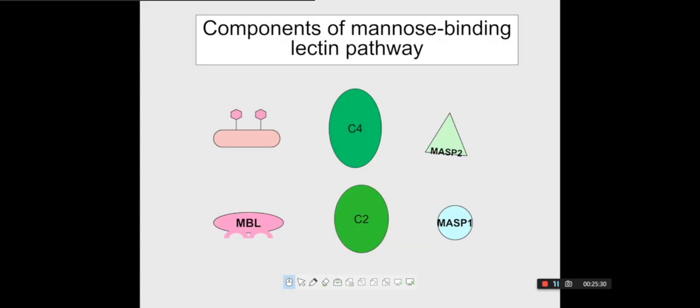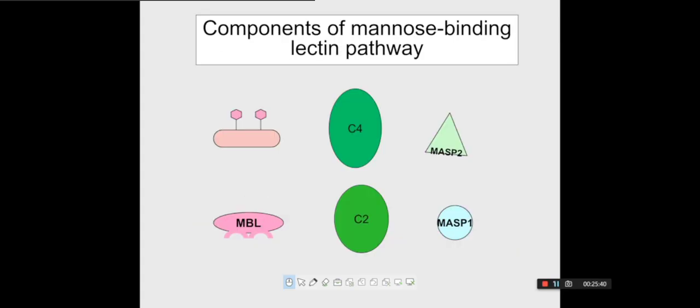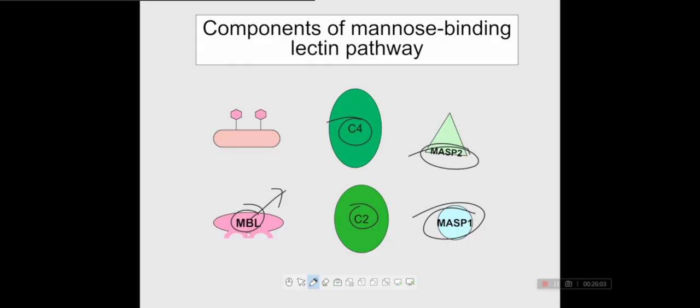Clear? Now components of the mannose binding lectin pathway. What happens in this pathway? In this pathway, the component is mannose binding lectin itself, right? Mannose binding lectin is present on a bacteria. So in this pathway there is mannose binding lectin, C2 as in classical, C4 as in classical, and MASP2 and MASP1. These are the components of the mannose binding lectin pathway.